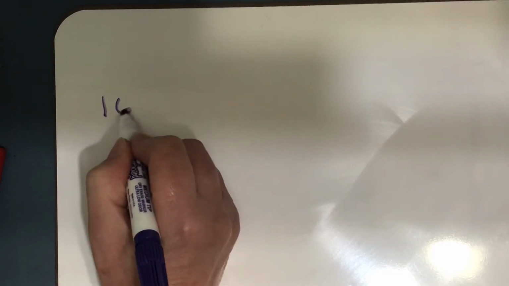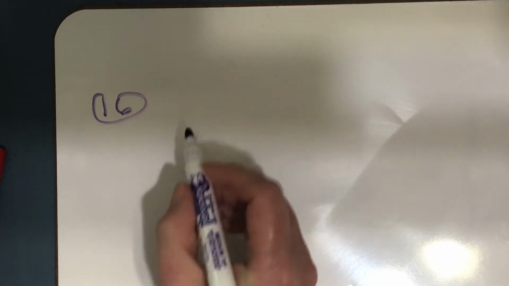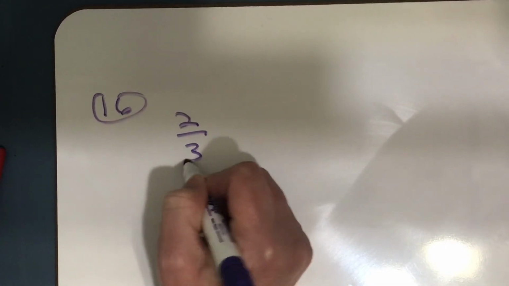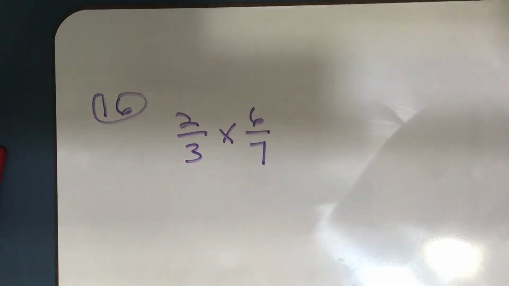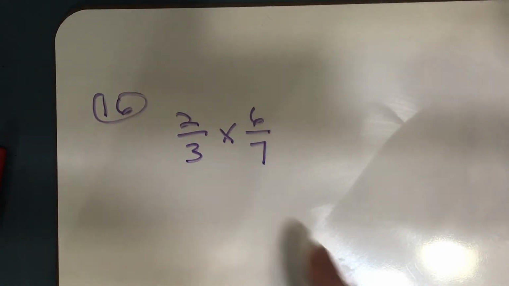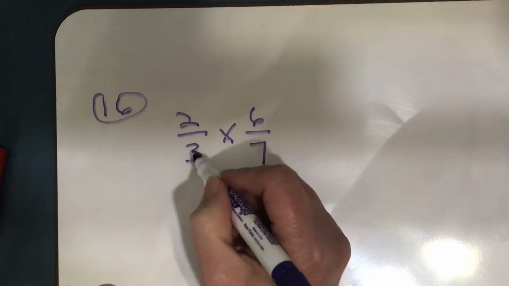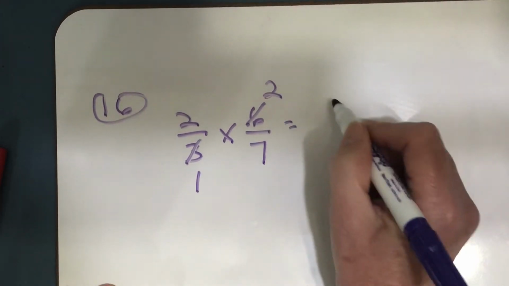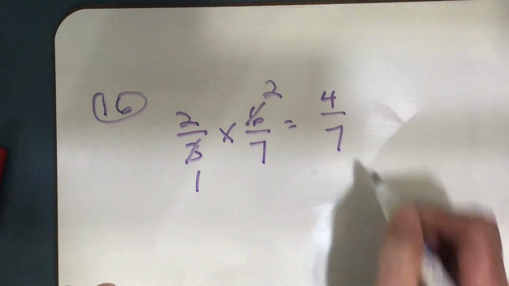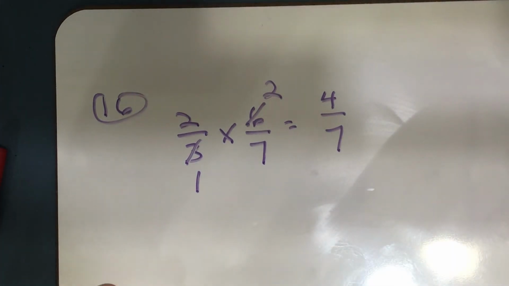Remember, you're skipping 7 through 15. So let's go to number 16. Okay, number 16 is 2/3 times 6/7. Okay, so I'm going to simplify first. 3 goes into 3 once. 3 goes into 6 twice. So I get 4/7.